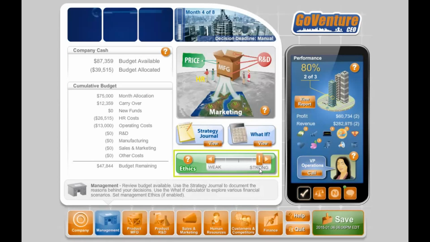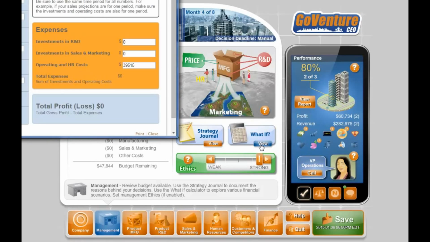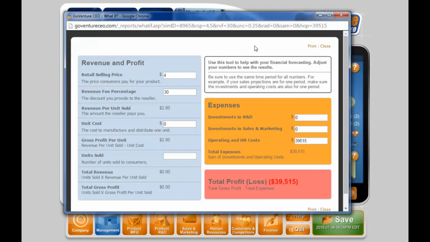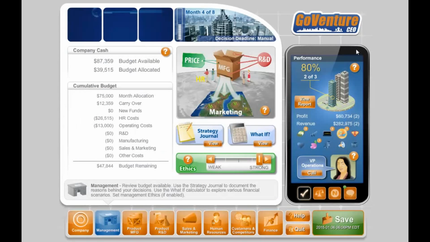You can choose how ethically you are going to run your company. Strong ethics can improve your brand equity and provide other benefits, but adds to your operating costs. Use the what-if calculator to help with your financial forecasting. Adjust your numbers to make sure you will be profitable. But keep in mind that a forecasting tool has no effect on your actual business results.